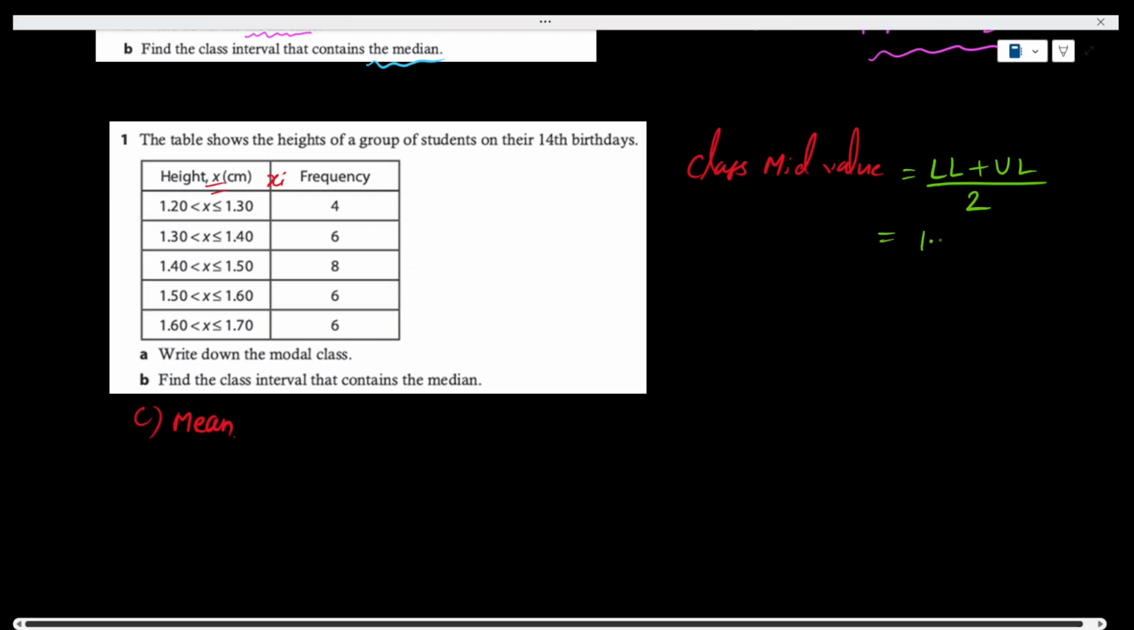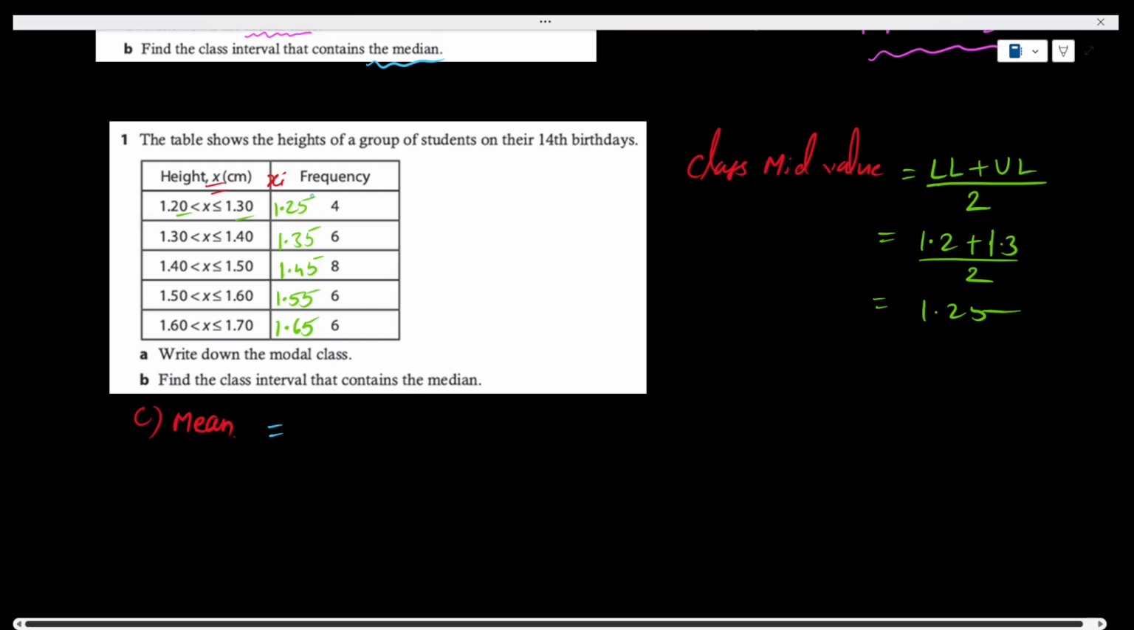So the first class interval, 1.2 plus 1.3 divided by 2, is going to be 1.25. Then here it will be 1.35. What is the mid value of 1.40 to 1.50? It will be 1.45. This is 1.55. This is 1.65, right?